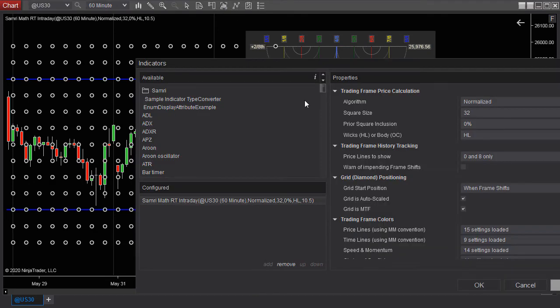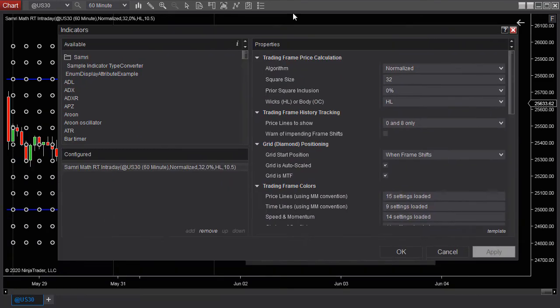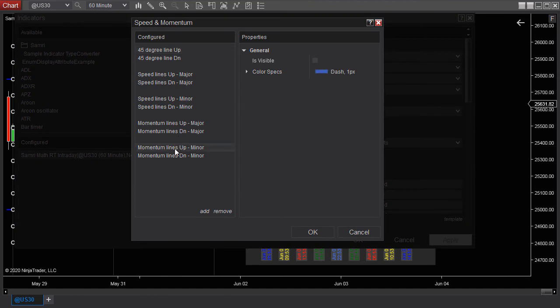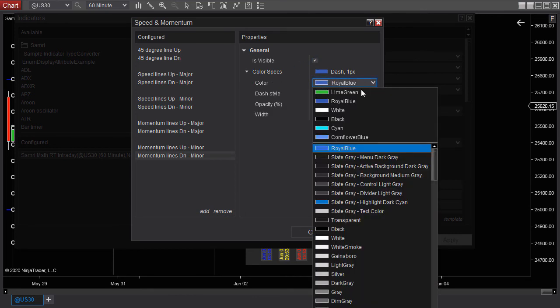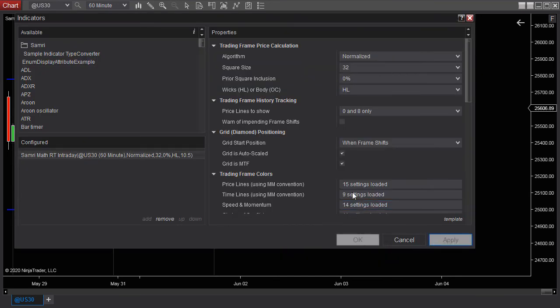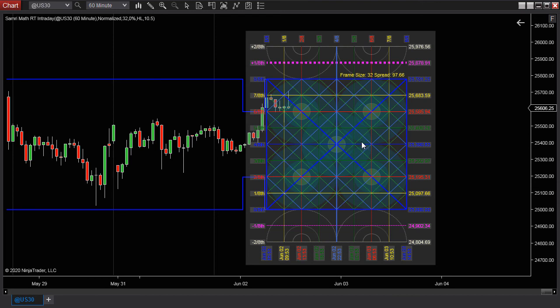Setting up our indicator. These are the major speed lines. You've got minor speed lines in the same set of settings. I'm going to turn them on. I'm going to make them a little different. Default is the same color but different dash style. I'm going to make them lime green, and you click apply. There you go. See, now these are the minor momentum lines. The major ones are in blue. I've chosen to have the minor ones in green.